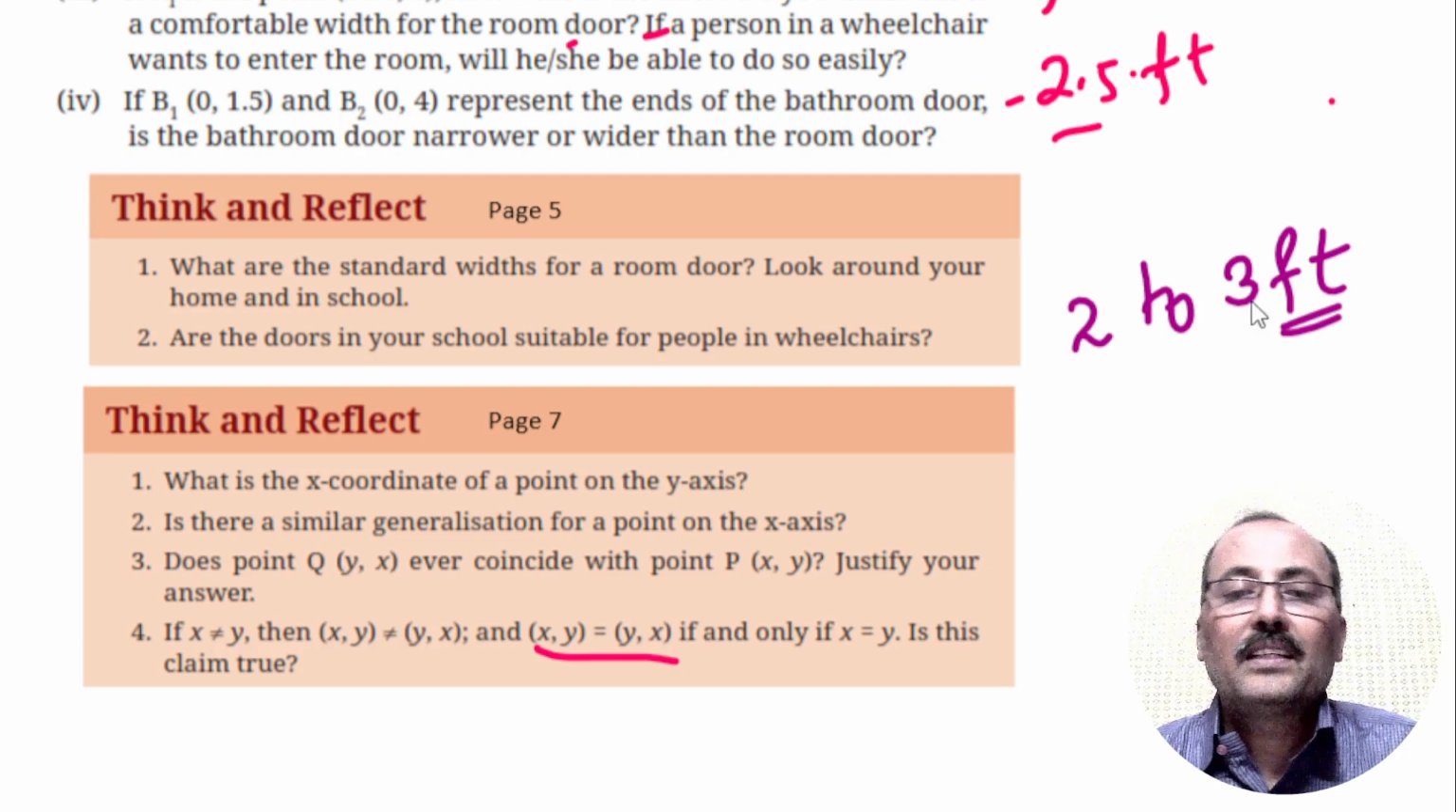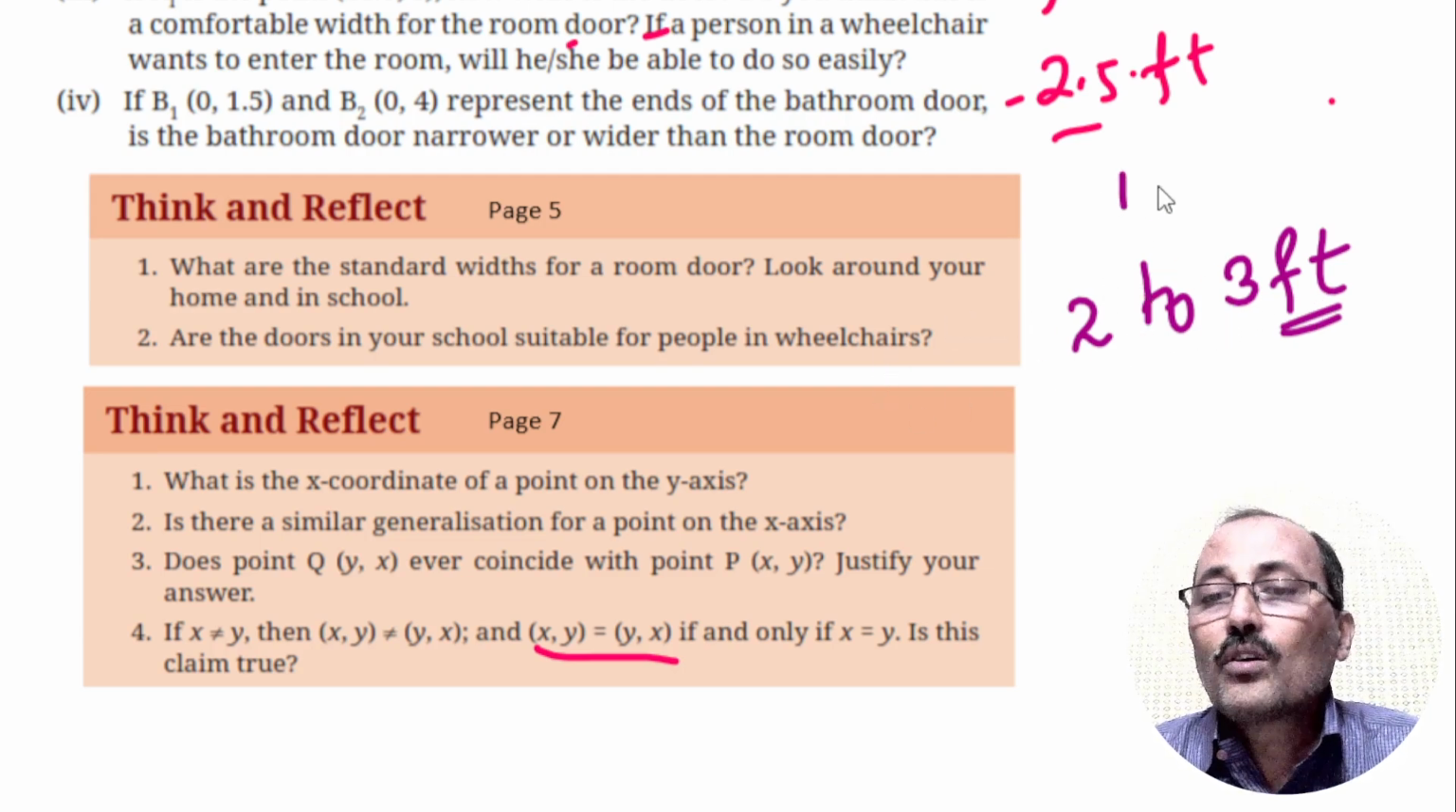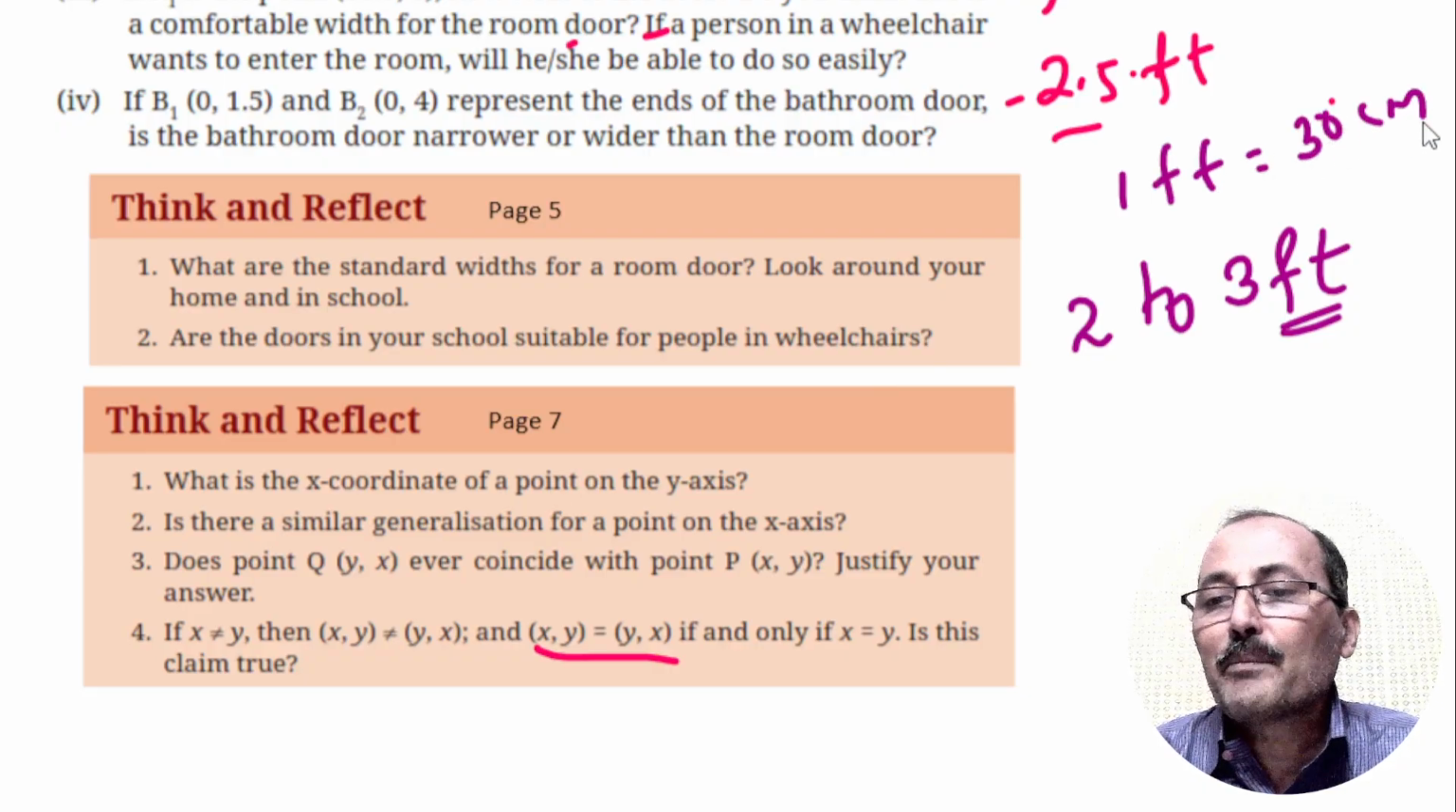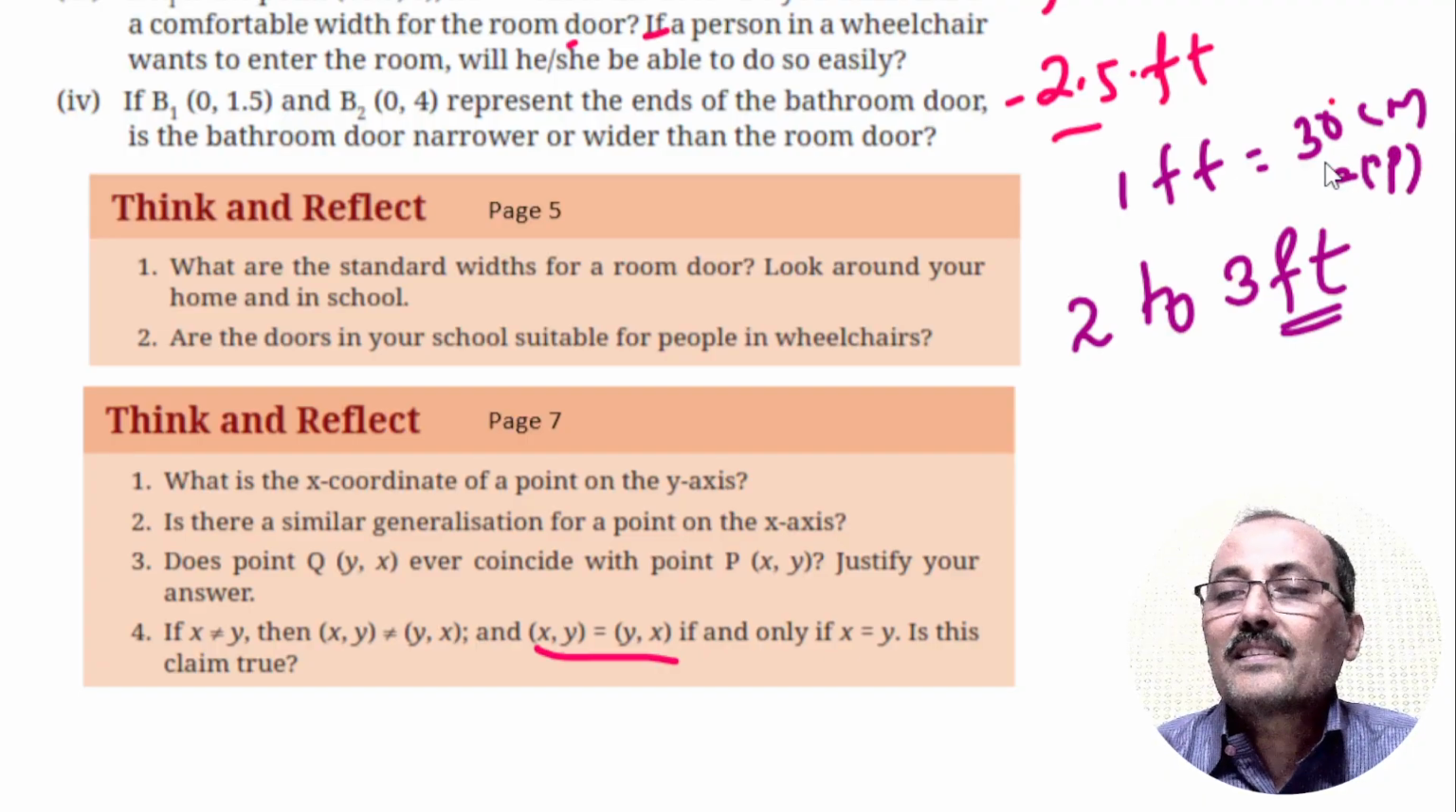You learn about feet also. Okay. How much is 1 feet? 1 feet is around 30 centimeter. Not exactly 30 centimeter. So around, approximately 30 centimeter.